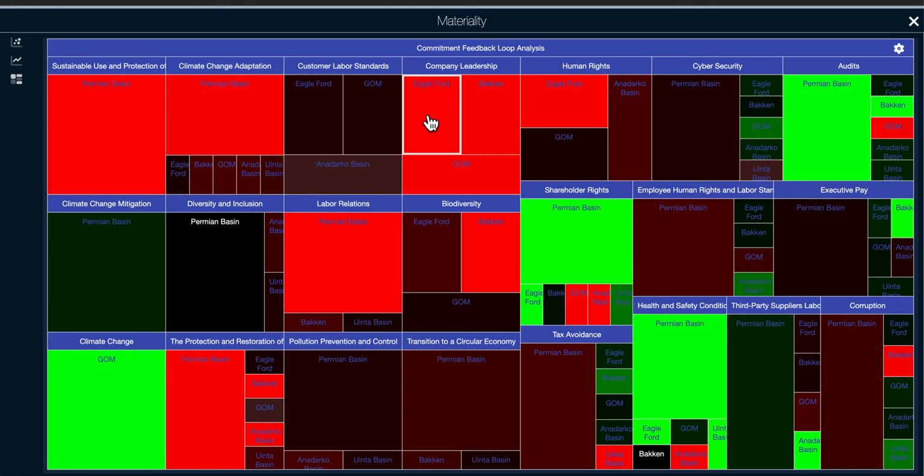By doing this, we're able to look at all this qualitative data, correlate it, and derive some insights for decision making. This concludes the demonstration of the Esgtrust technology.